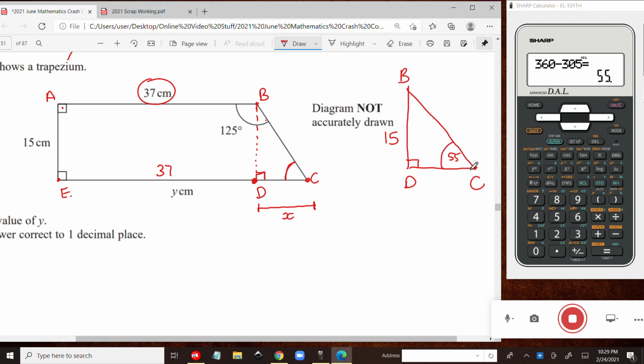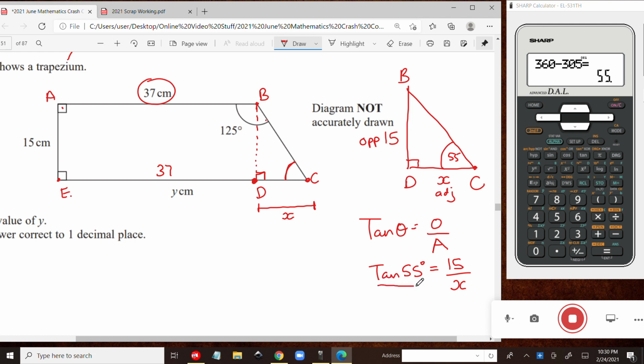Now we have to use our sine, tan, or cosine. Remember, we want to find this distance here. So if I'm using the 55 degrees, if I'm standing here, here's the opposite side, and x is the adjacent side. So that's tan. Tan theta is opposite over adjacent. Tan 55, which is the angle we are standing in, is the opposite, which is 15 centimeters, divided by the adjacent, which is x.